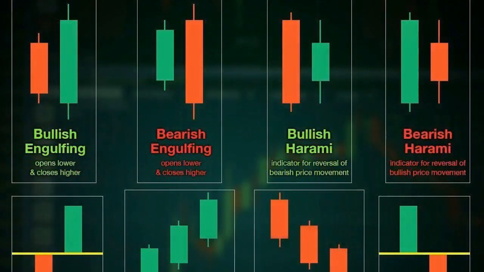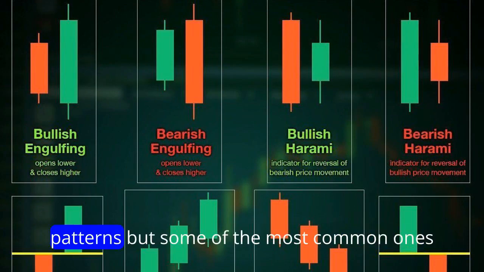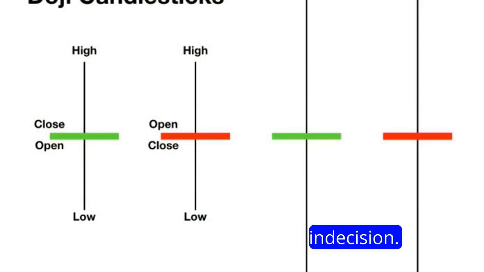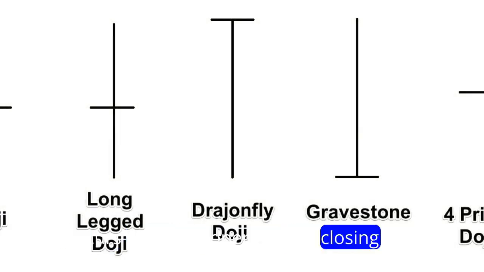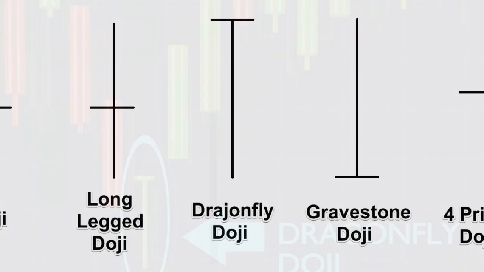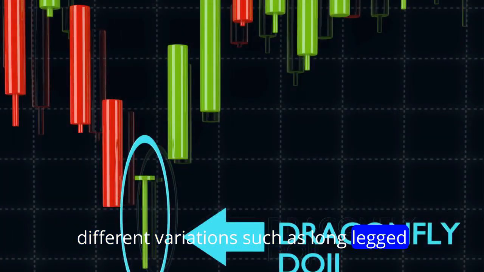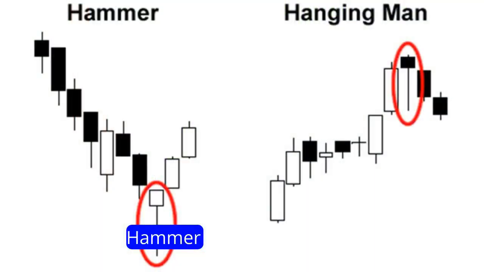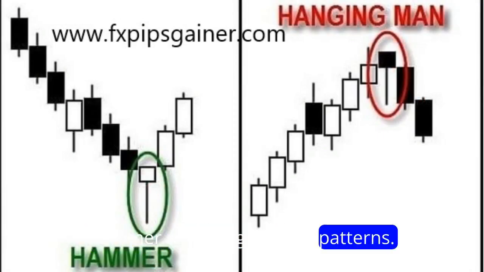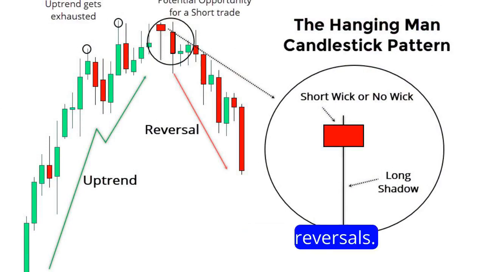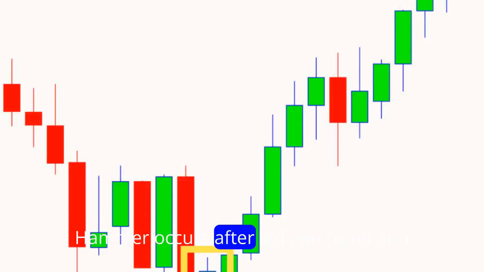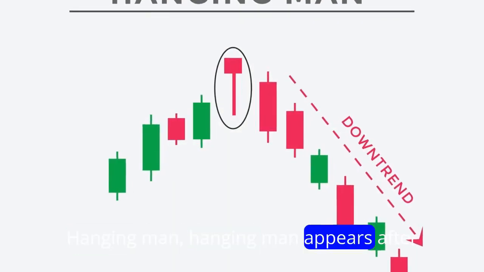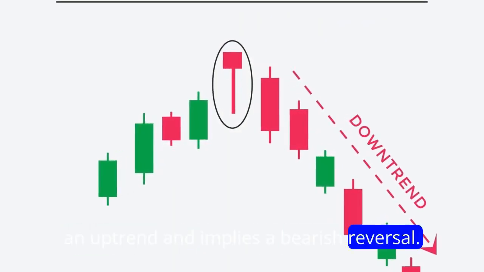Common candlestick patterns. There are many different types of candlestick patterns, but some of the most common ones include doji. Doji indicates market indecision. It occurs when the opening and closing prices are virtually the same. Different variations such as long-legged doji and dragonfly doji convey nuanced market conditions. Hammer and hanging man. Hammer and hanging man patterns signal potential trend reversals. Hammer occurs after a downtrend and suggests a bullish reversal. Hanging man appears after an uptrend and implies a bearish reversal.